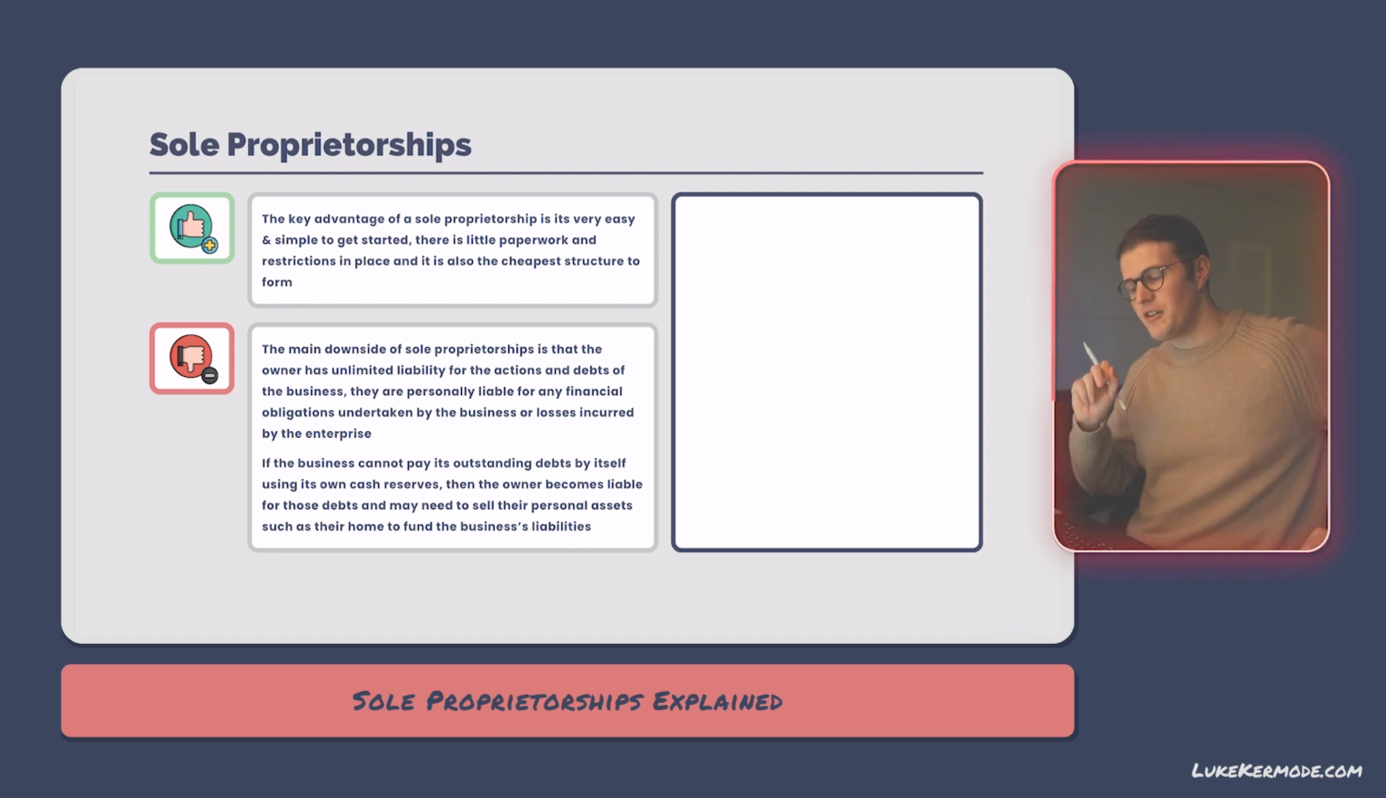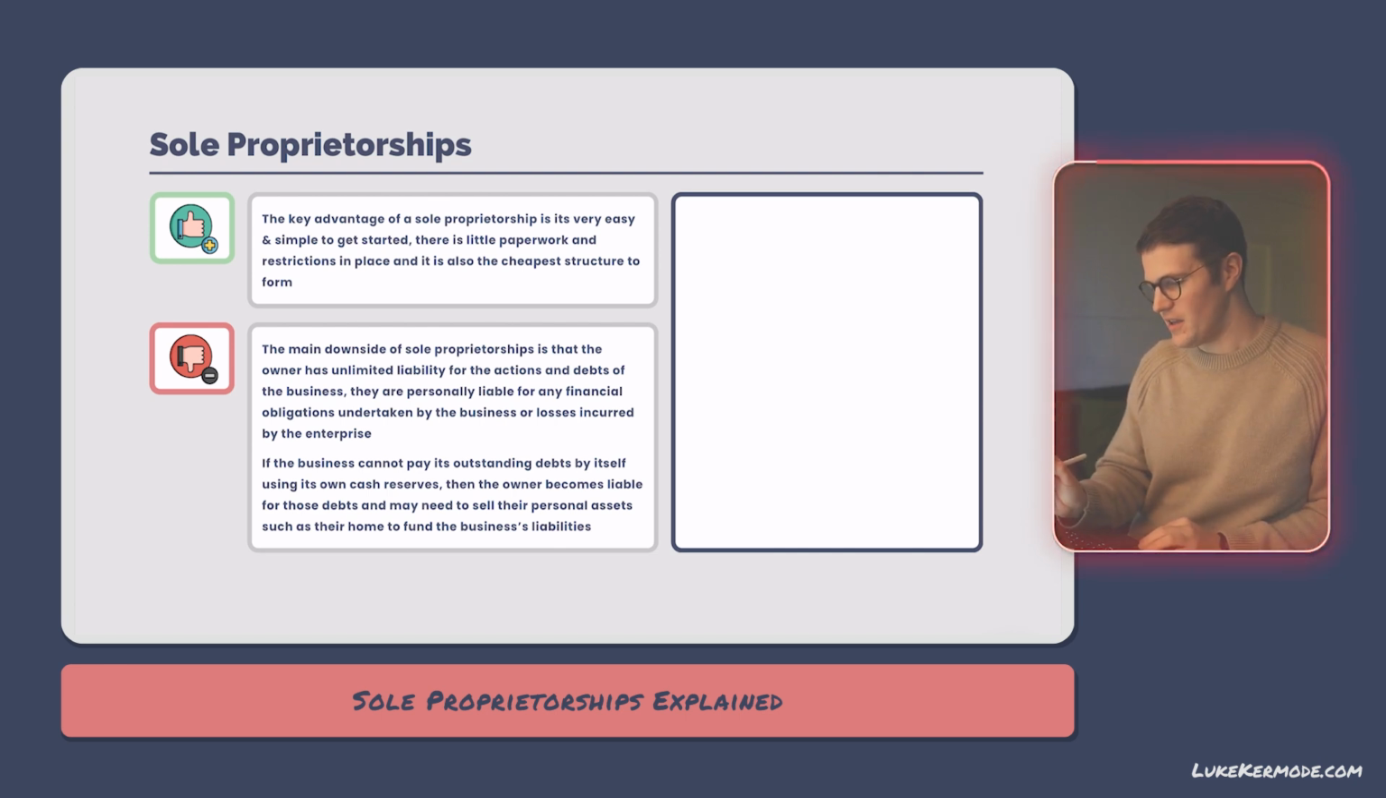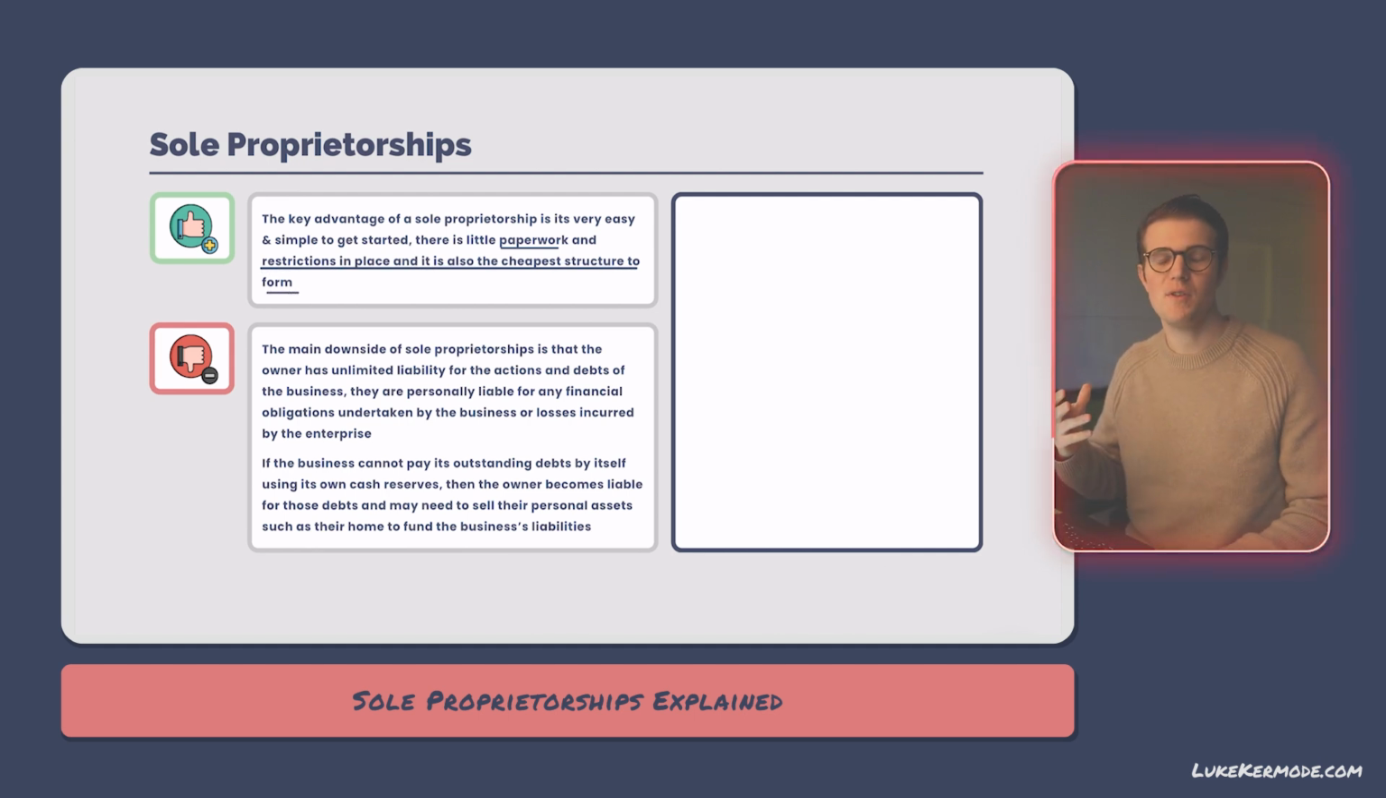Right, so now let's start to think about advantages and disadvantages. The key advantage of a sole proprietorship is its simplicity. It's very easy to get started, there's little paperwork, and there's very little in terms of restrictions in place. It's also a very cheap structure to form. It's low cost. Like I said, there's low disclosure requirements. There's not much in terms of regulatory filings that need to be made. So it's a cheap and simple form of business structure, very easy for new entrepreneurs and small business owners to use as their foundation.